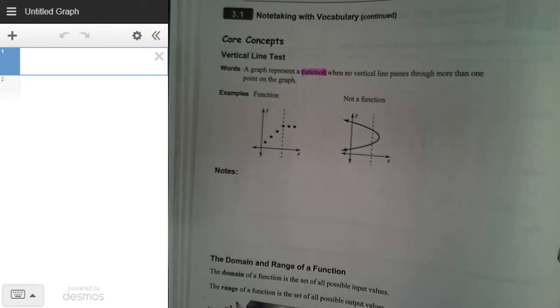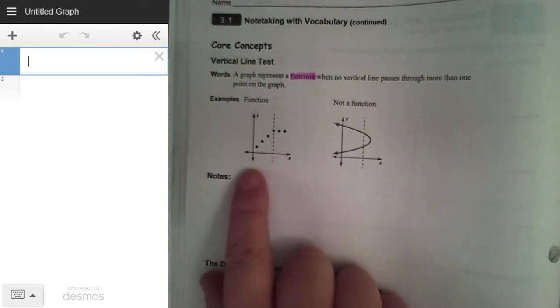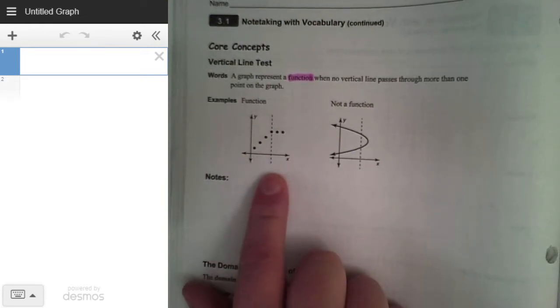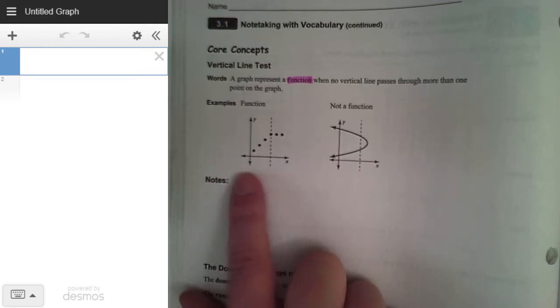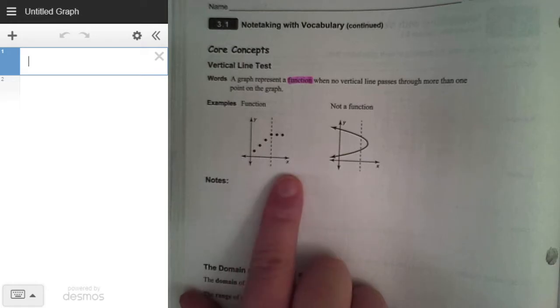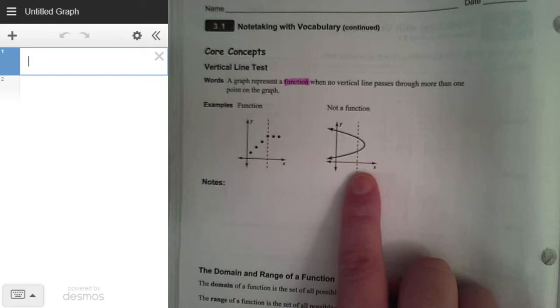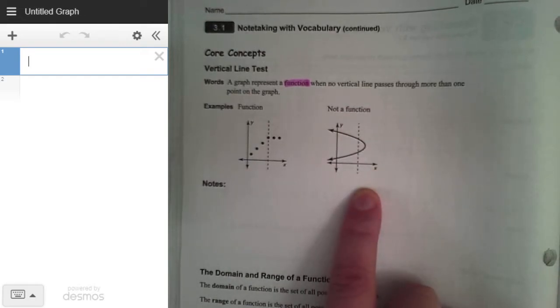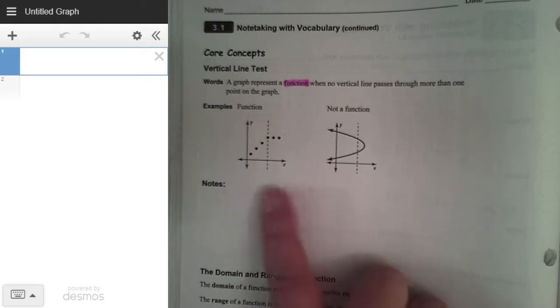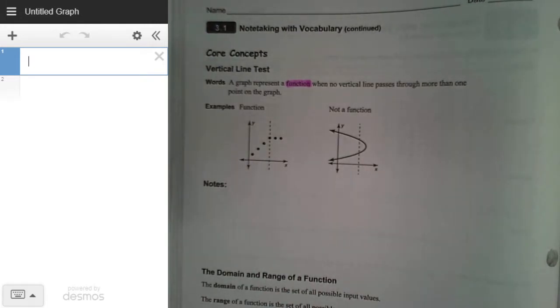So we always want to say is something a function or not. This is determining if something is a function through the vertical line test. If our line went through more than one point, it would not be a function. But if it only goes through one at any point on the graph, it is. If we draw that vertical line and it goes through 2 points, then it's not a function. So function, not a function.